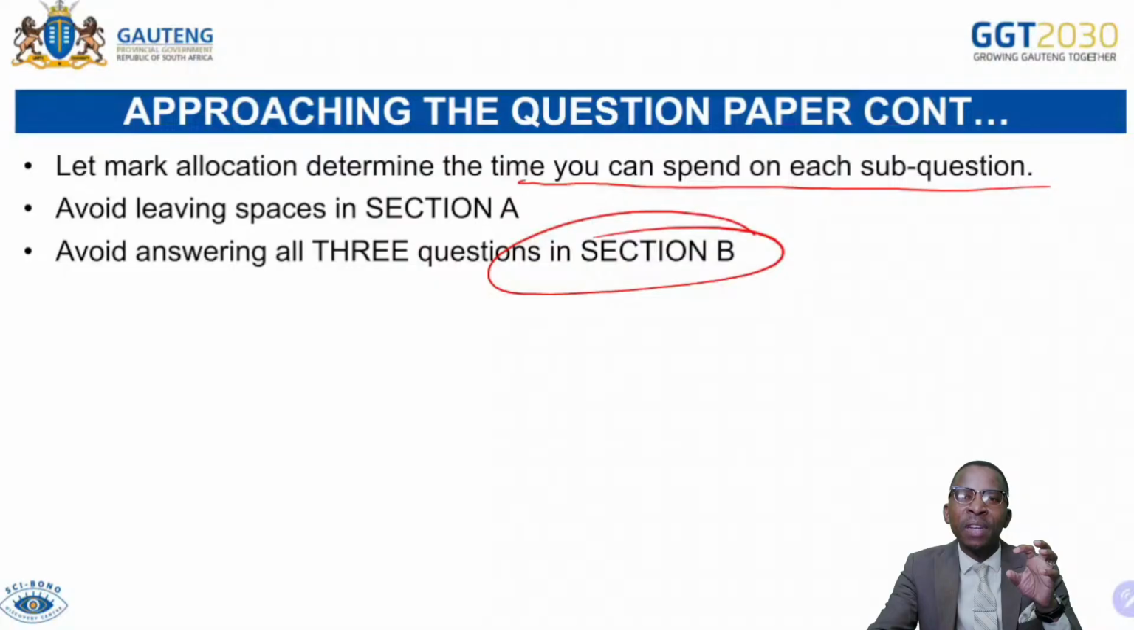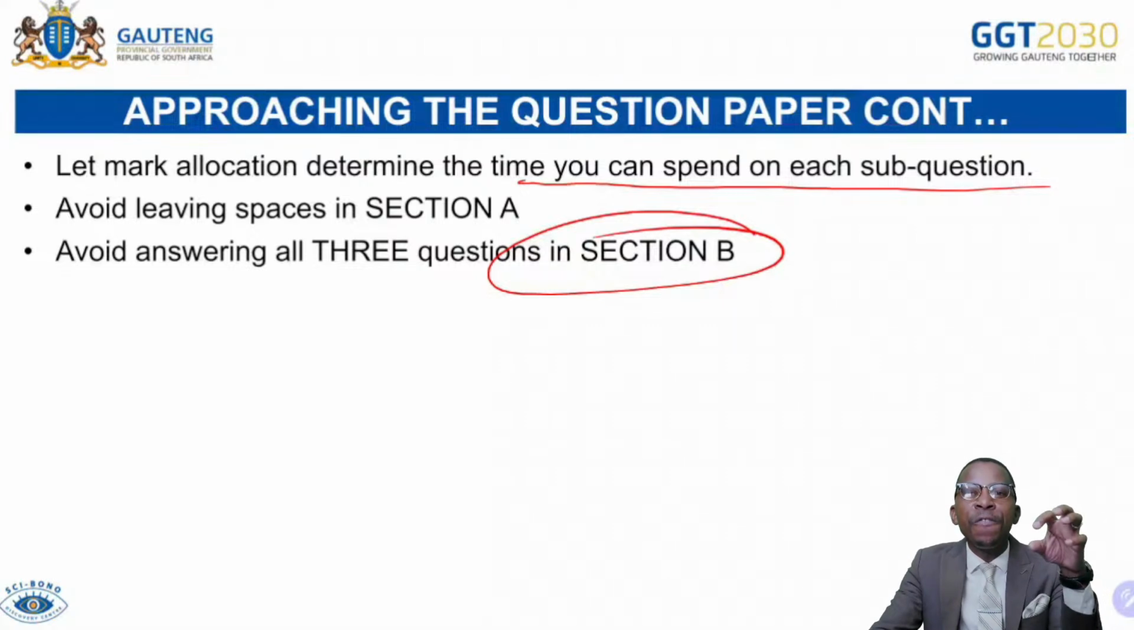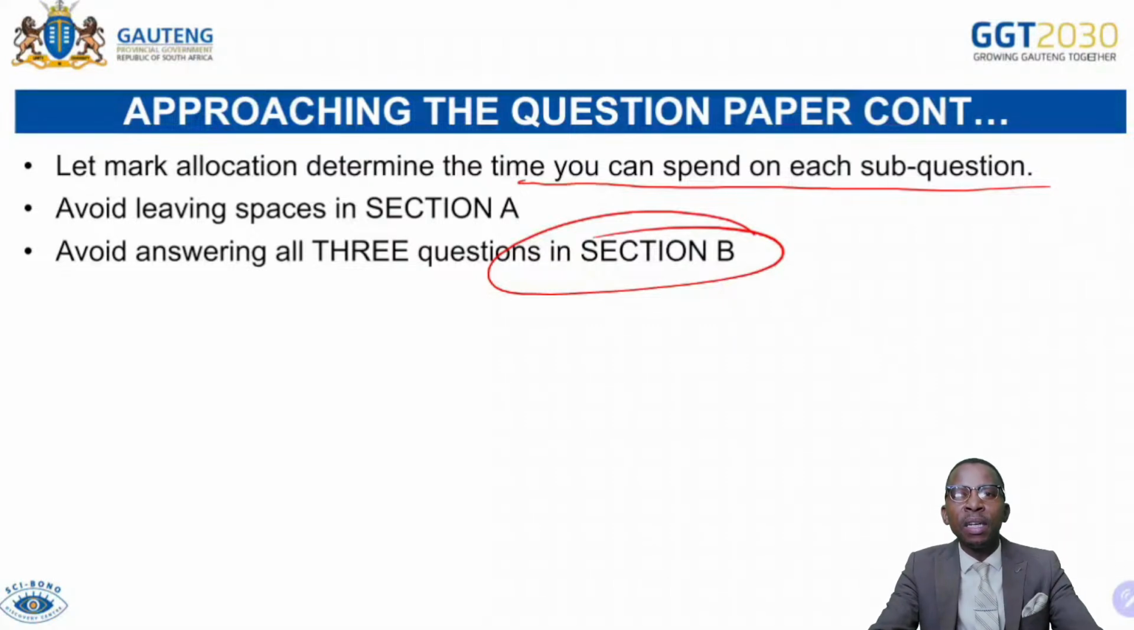Do not answer everything in the question paper. The time allocated is not enough for you to complete everything. And remember, we are being assessed out of 150. So if you answer everything, that's something else. So ensure that you read your instructions on the second page with understanding. Then you can make your choices.